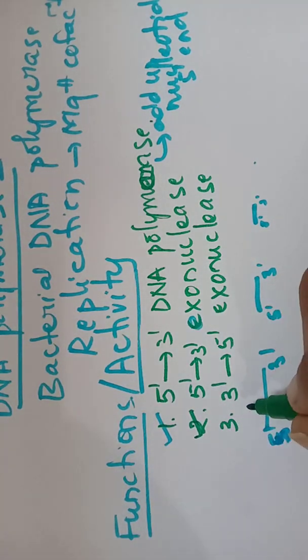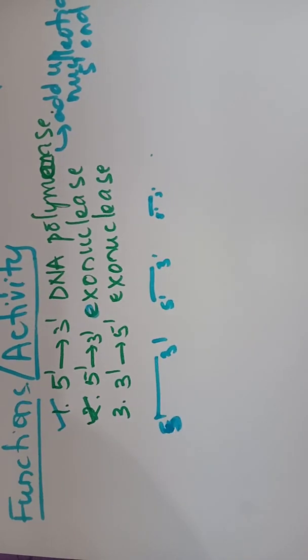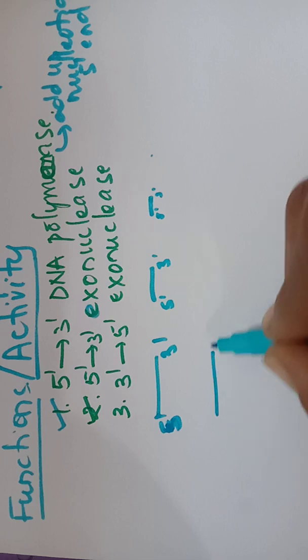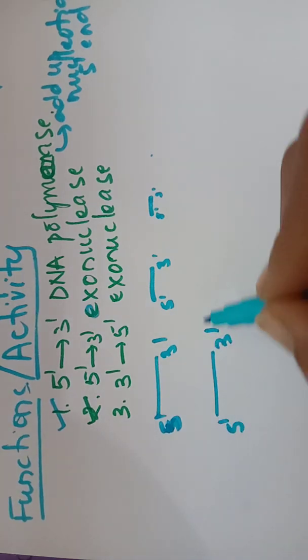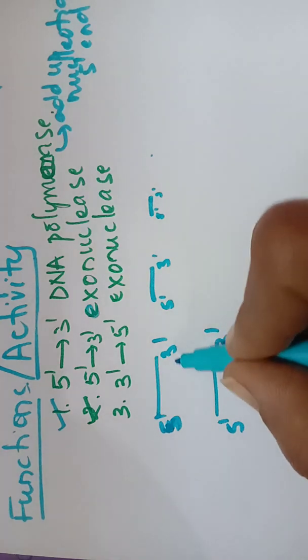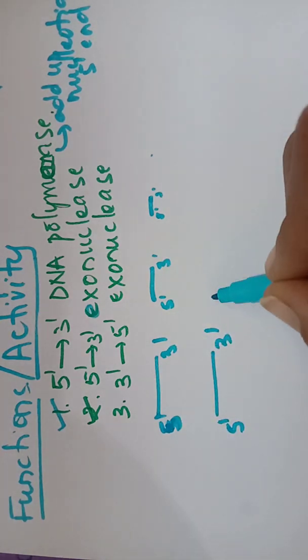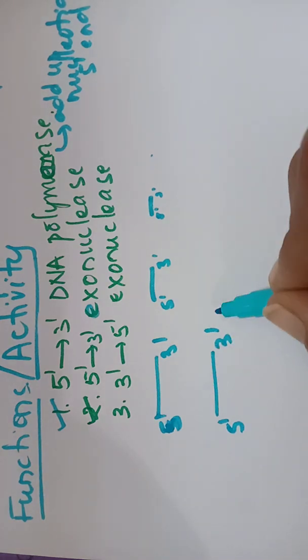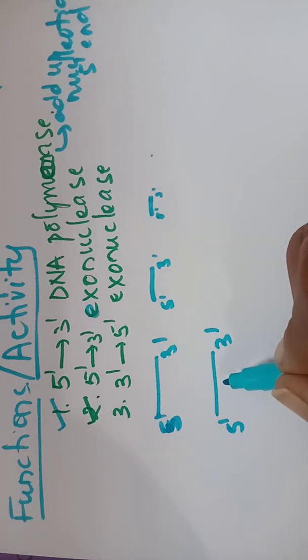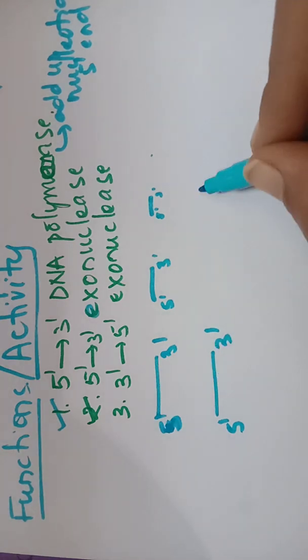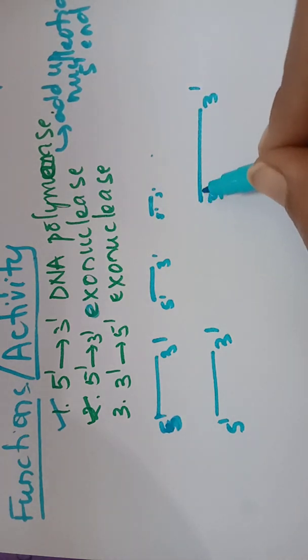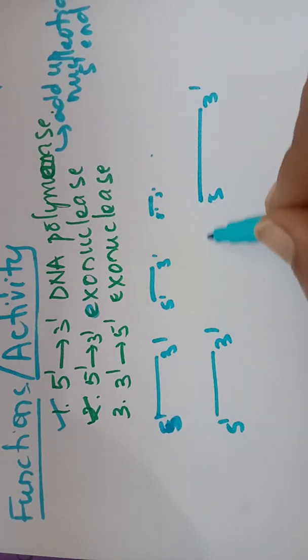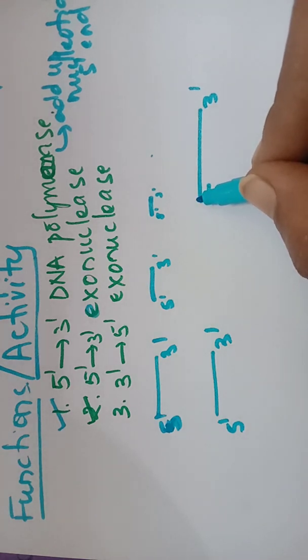Okay. Third important activity, 3 prime to 5 prime exonuclease activity. Here what we have observed is the 5 prime to 3 prime exonuclease activity. So 3 prime to 5 prime, remember the difference: 5 prime to 3 prime means it is removing from the 5 prime end, and 3 prime to 5 prime means it will work in the opposite direction. That means from the 3 prime end it will start removing.